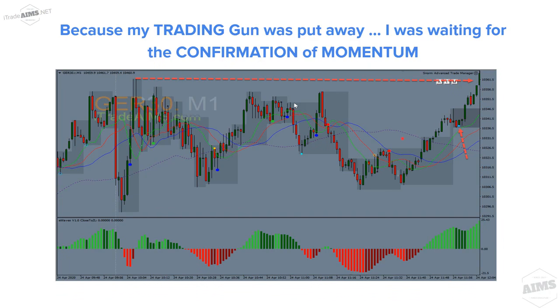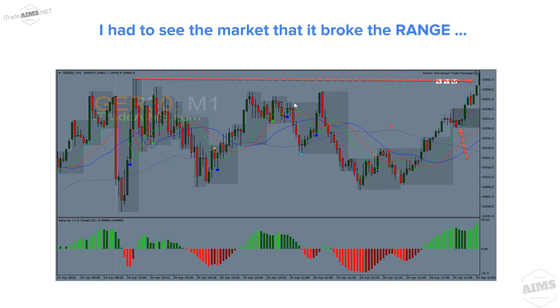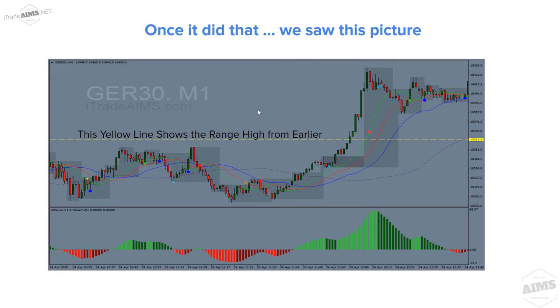Why? Because, for me, my trading gun was put away. I wasn't trading. I was waiting for this range to be broken, to see something: the confirmation of momentum. So I had to wait for the market to break the range. Once it did that, we saw this picture.